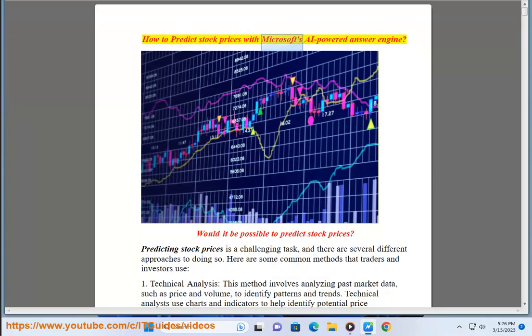How to predict stock prices with Microsoft's AI-powered answer engine. Would it be possible to predict stock prices? Predicting stock prices is a challenging task, and there are several different approaches to doing so. Here are some common methods that traders and investors use.